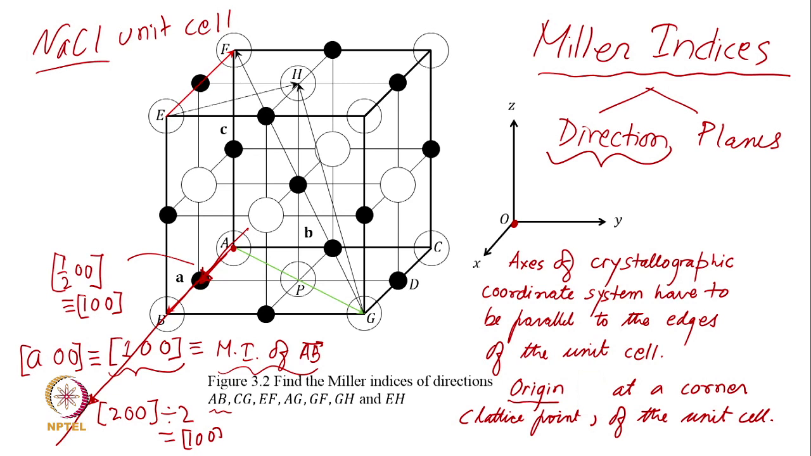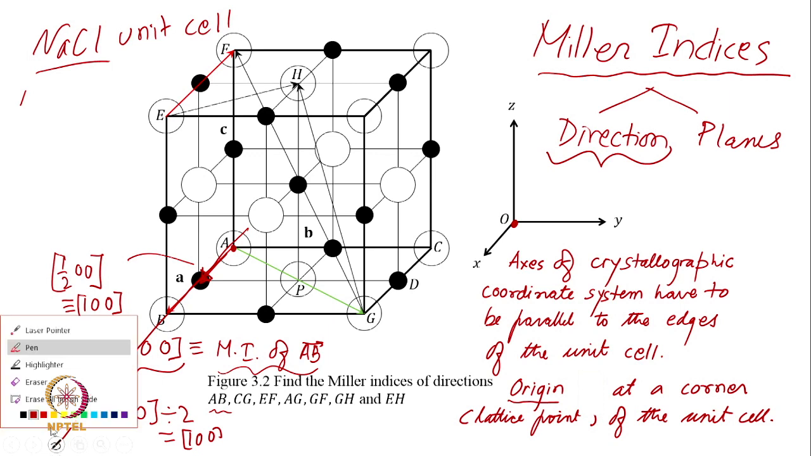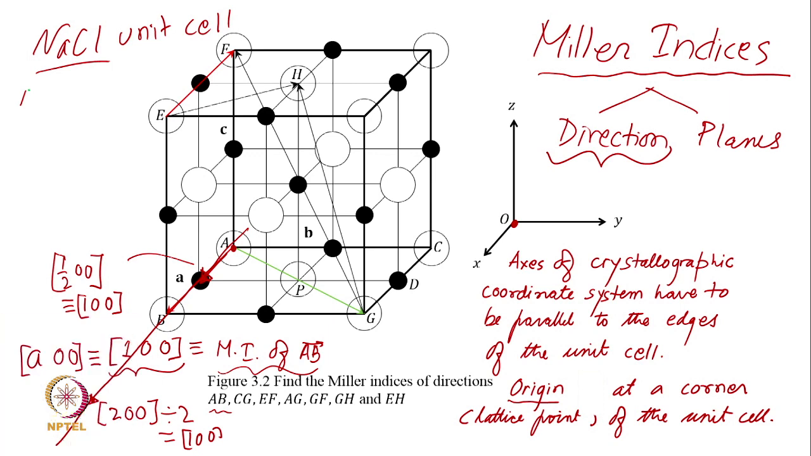So, let us now look at some other direction, AG direction. So, what will you get? AG, yeah, 1 1 0. 1 along a, 1 along b.